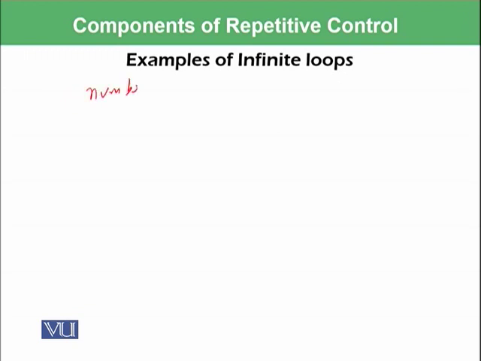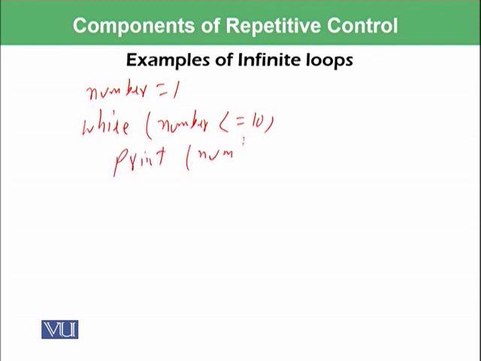However, the same loop can be redesigned with a little trick, as you will see. We have number is assigned 1, while number is less than or equal to 10, print number, and number is assigned number plus 2. So let's see what will happen now.